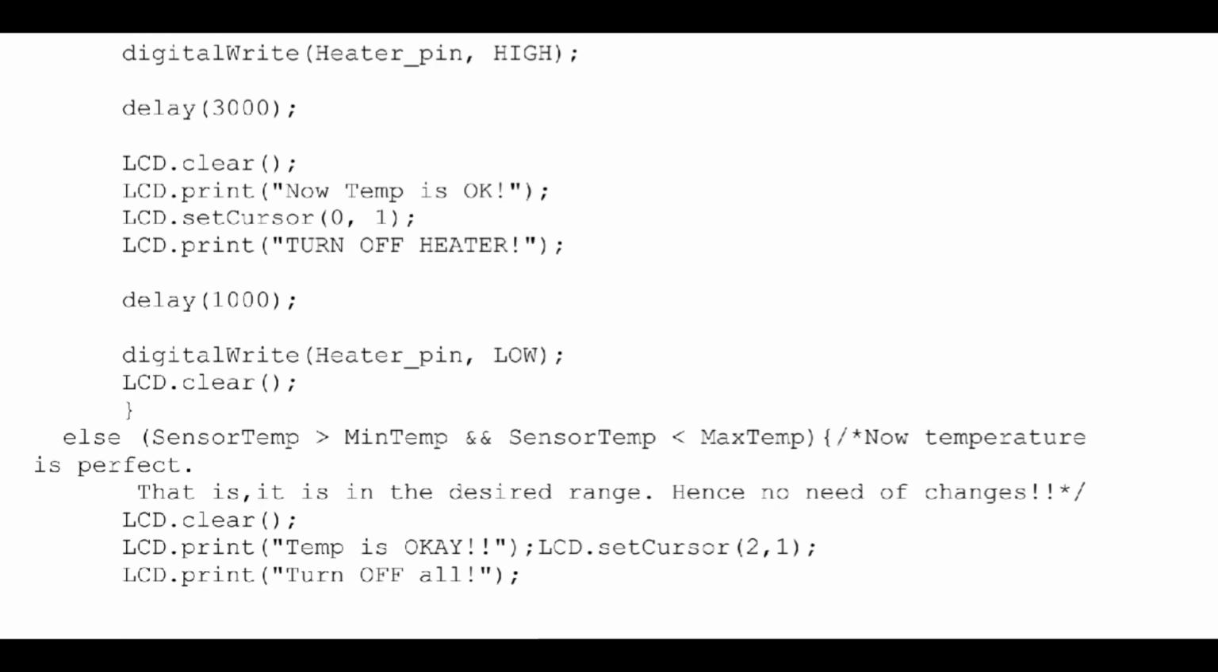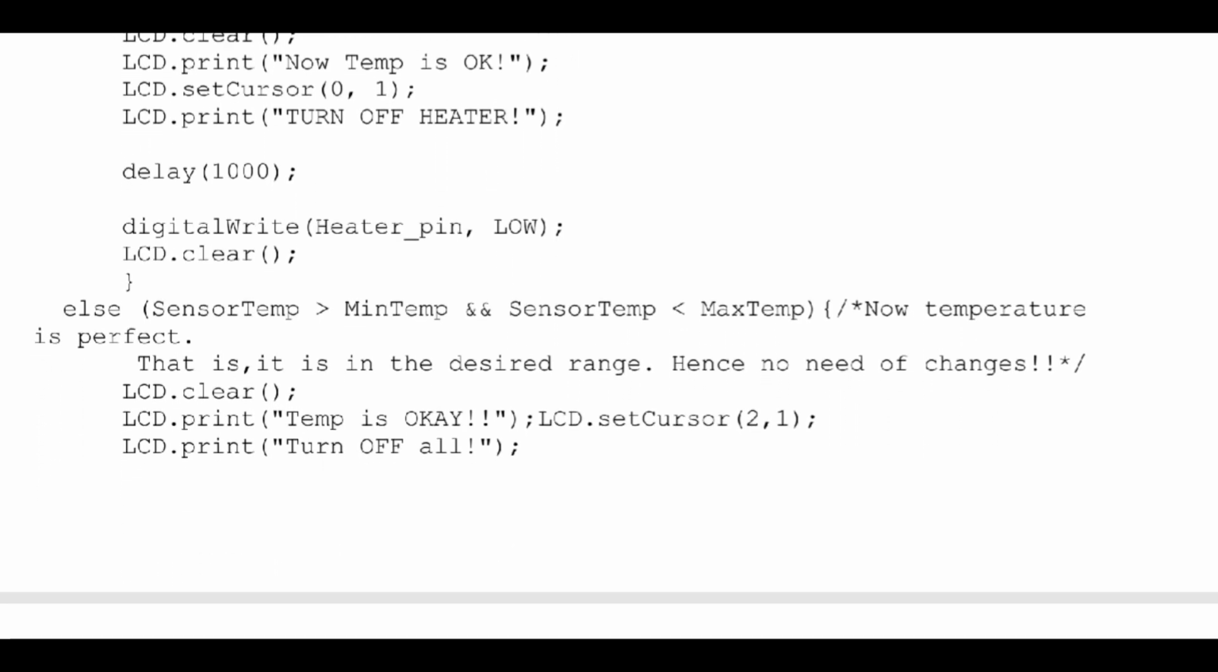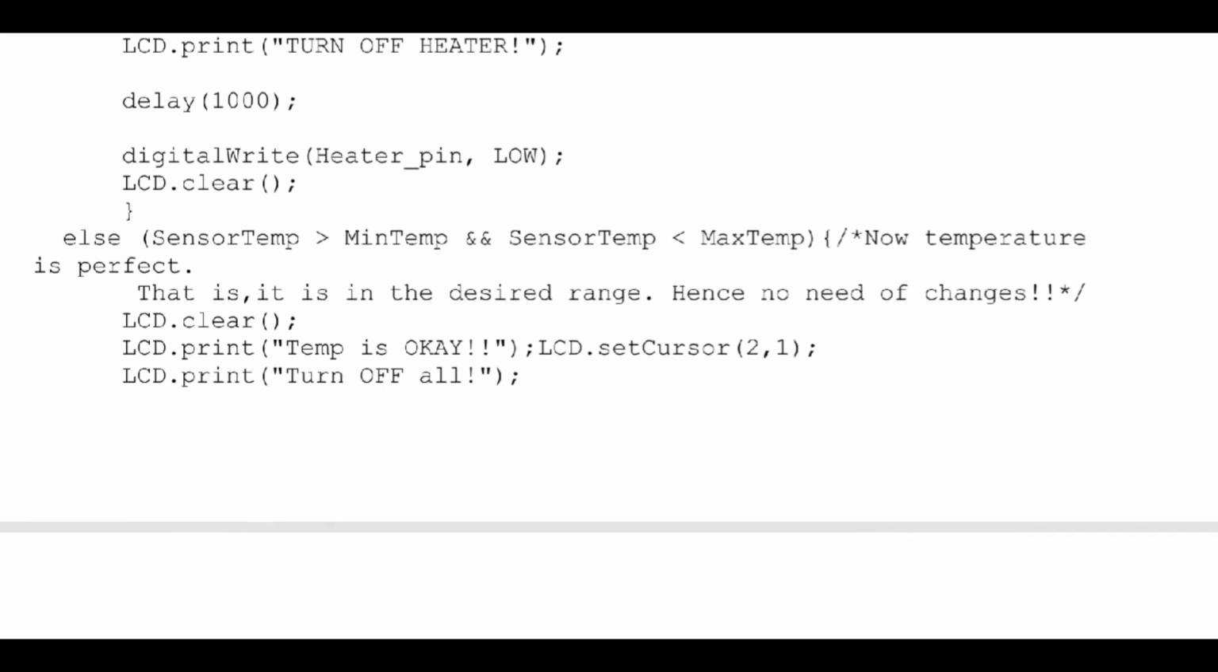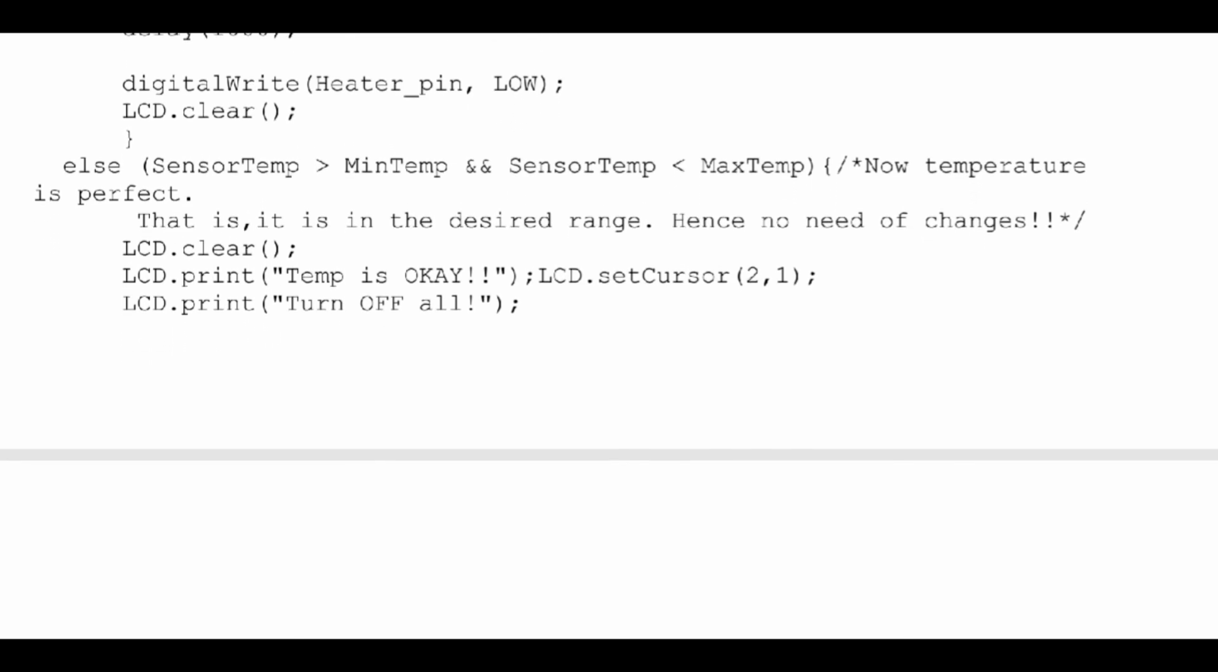Last condition, when the surrounding temperature is in range, the LCD will display temperature is okay, turn off all.